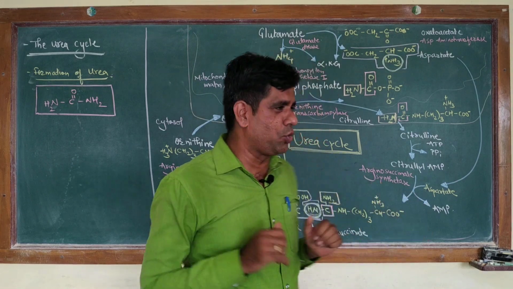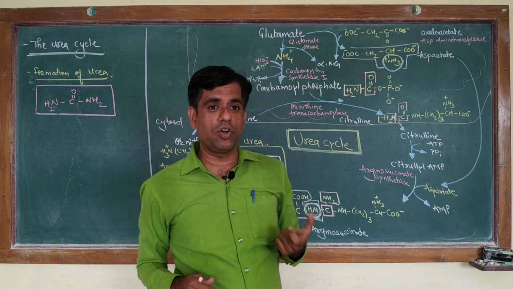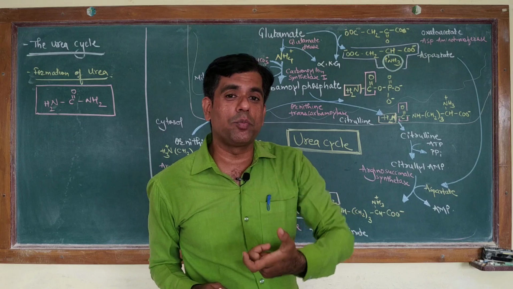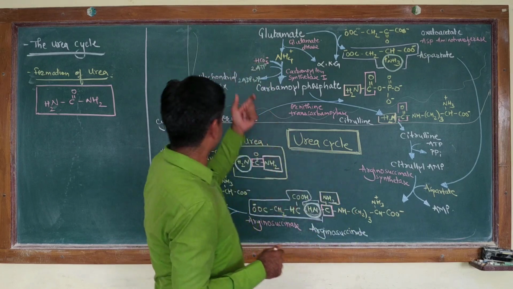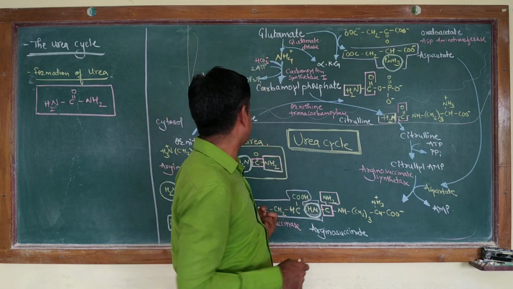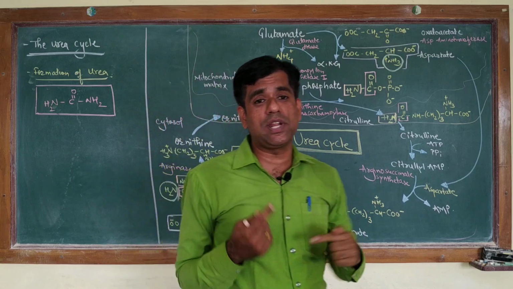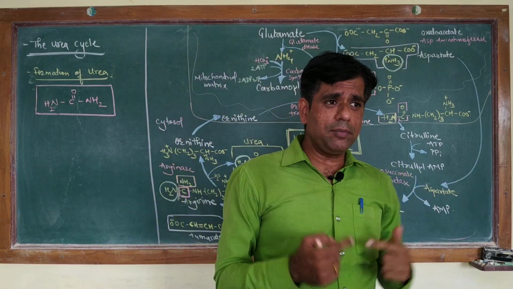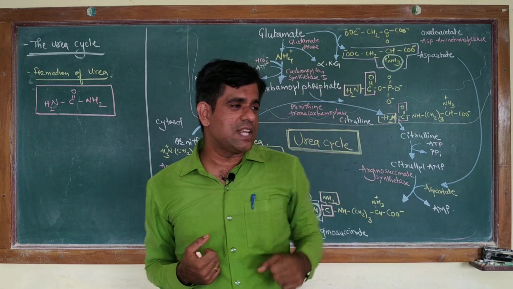So whatever the source, you have this ammonia. This is the first amino group which is going to be incorporated in the formation of urea in the liver. In the first step, in the mitochondrial matrix, this amino group combines with the carbon dioxide which is produced during respiration in the mitochondria. So during mitochondrial respiration there is production of carbon dioxide, and your amino group is transported there.